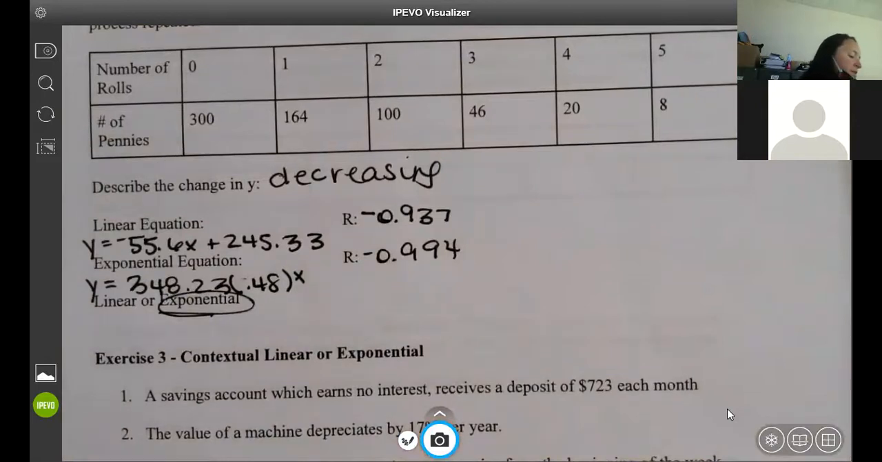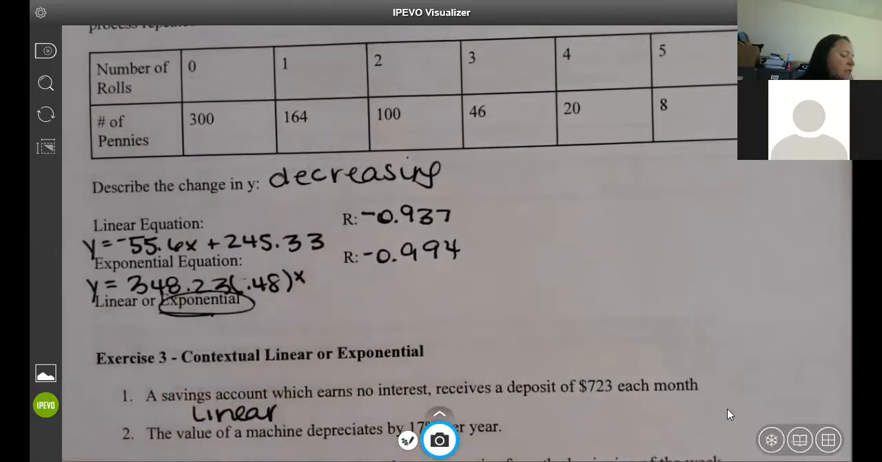All right. Contextual, linear, or exponential, you have to know if it's adding each time, it's linear. If it's multiplying each time, it's going to be exponential. So a savings account, which earns no interest, receives a deposit of $723 each month. So add 723, add 723, add 723. What is that, linear or exponential? Linear.